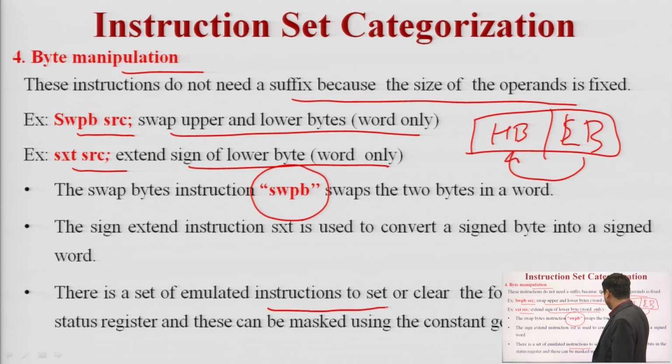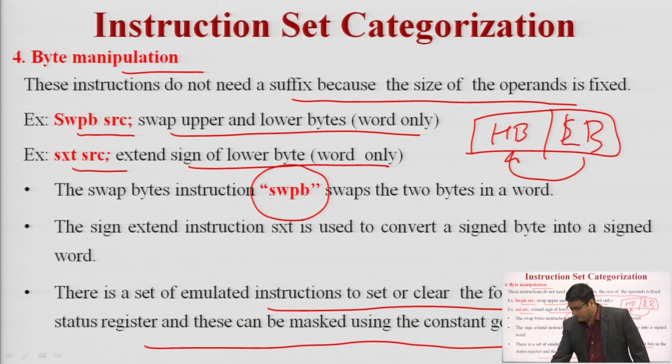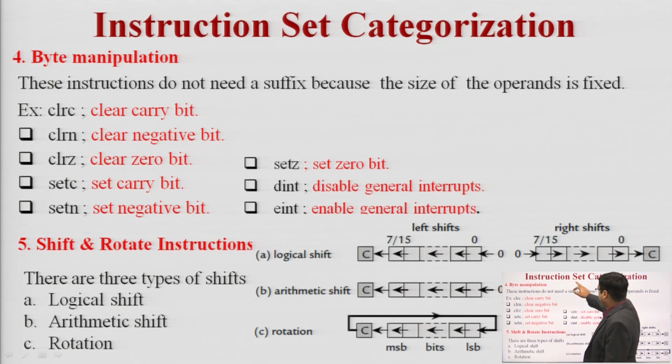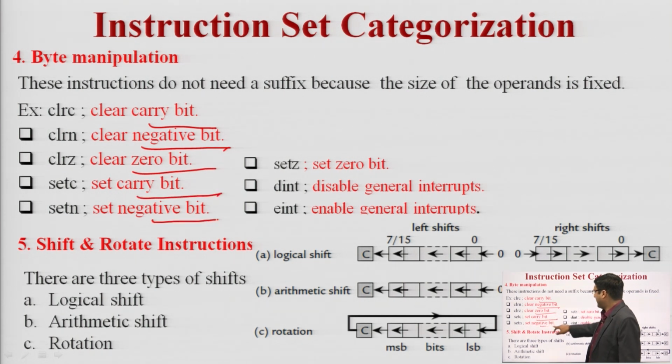There is a set of immediate instructions to set or clear the 4 lowest bits in the status register, and these can be masked using the constant registers. These instructions are clear carry bit, clear negative bit, clear zero bit, set carry bit, set negative bit, set zero bit, and disable and enable interrupt.